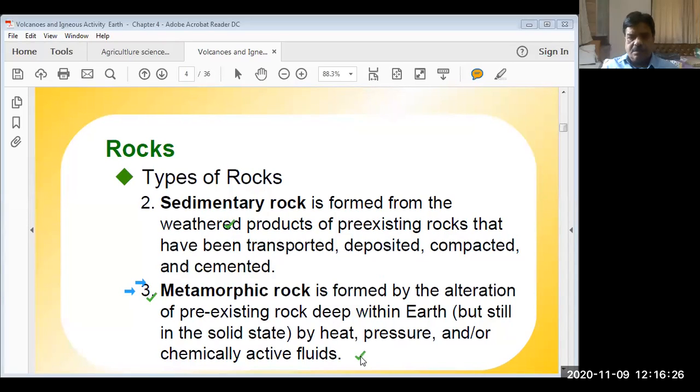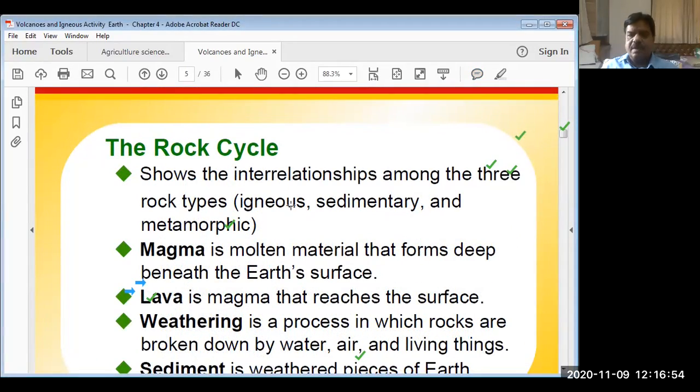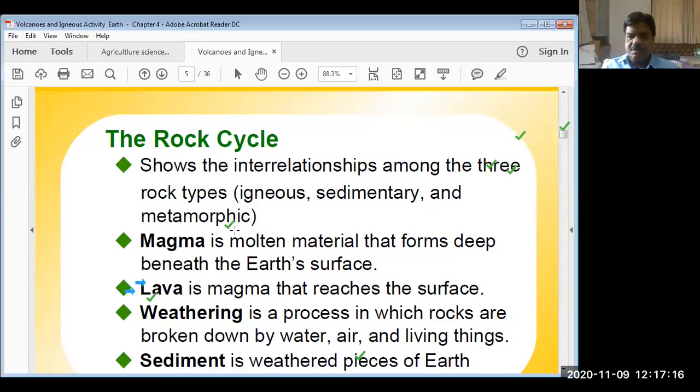So igneous rock, sedimentary rock, metamorphic rock. These are three rocks. Now go to the other rocks cycled from lava to again other parts of rock. Means soil is made from rock. Now how does this rock cycle take place? There is an interrelationship among the three kinds of rocks: igneous rock, sedimentary rock, metamorphic rock.